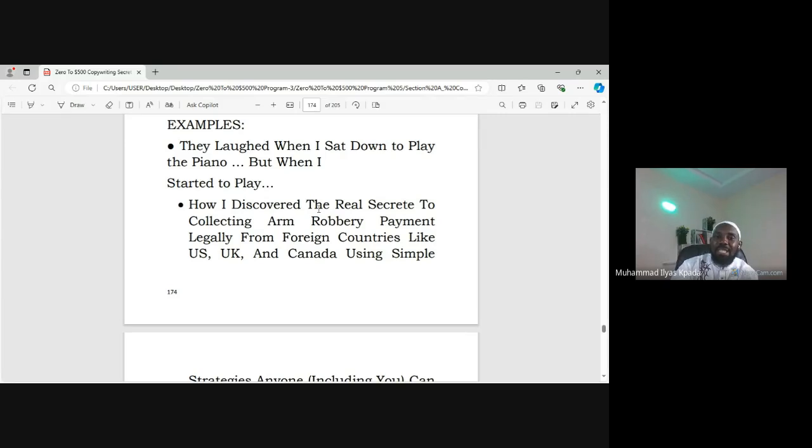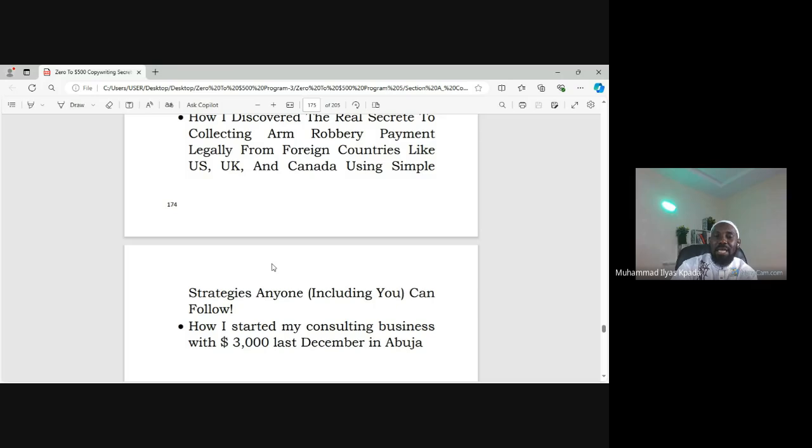How I discovered the real secret to collecting foreign payment legally from countries like the US, UK, and Canada, using this strategy anyone, including you, can follow. This headline was used in 2020 by Andy Mukolo, the biggest copywriter in Africa. He's a Nigerian guy, the biggest copywriter in Africa right now.